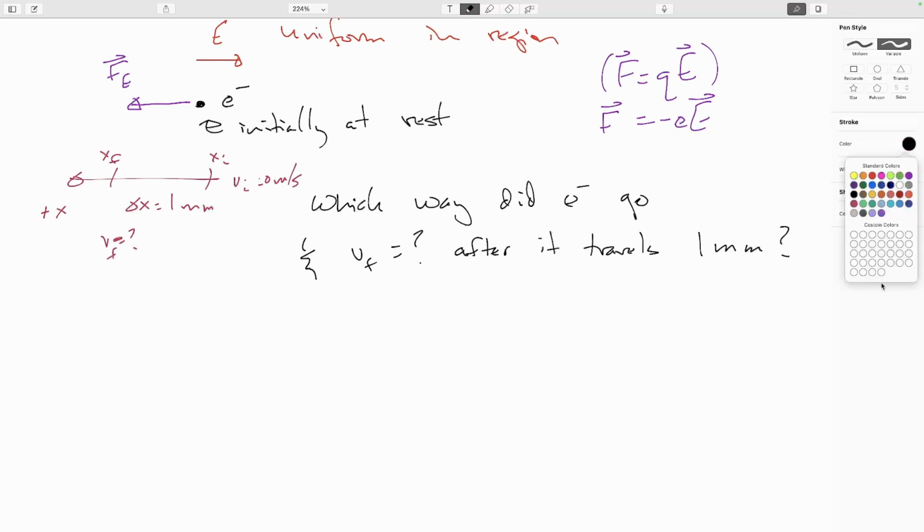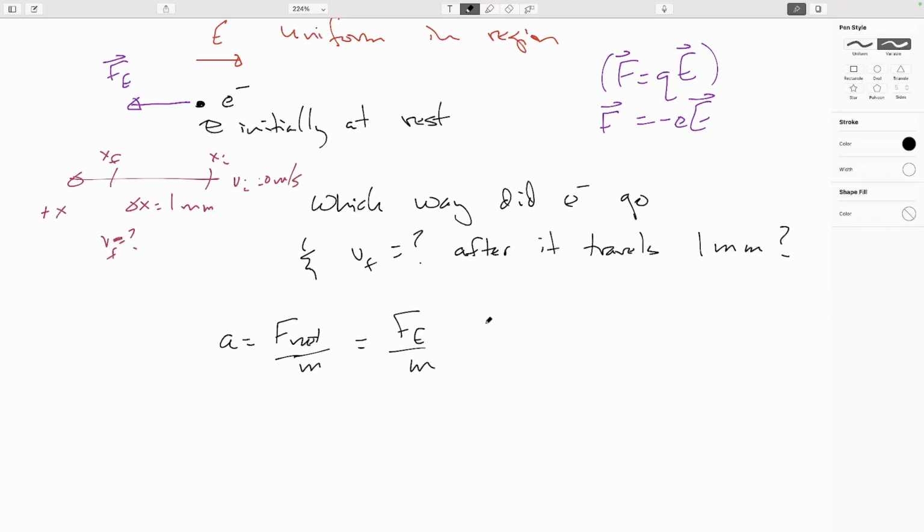In this case, we can find the acceleration by Newton's second law. We can say that a equals F net over m. In that case, that will be the electric force over m, which will be QE over m. Now this is different than it was with gravity. Remember, with gravity, this would have been an mg up here and an m down there, and the m's would cancel. Not happening with the electric field. That's how the electric force is different than gravity.